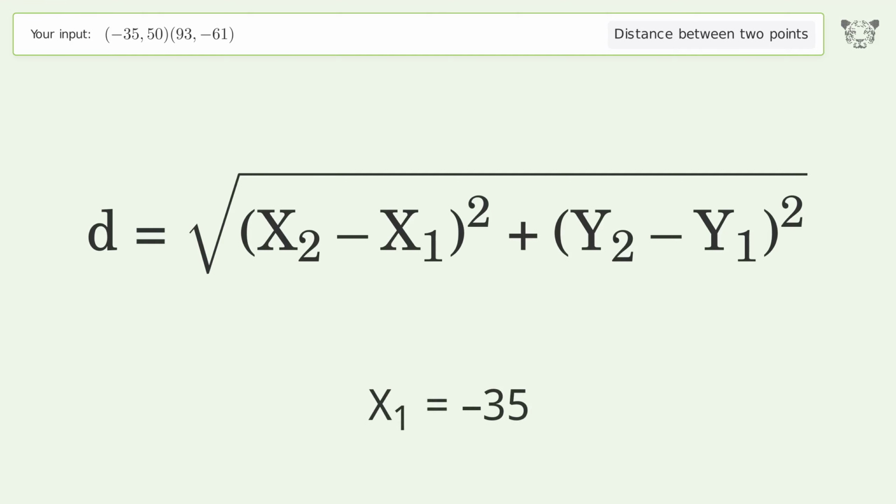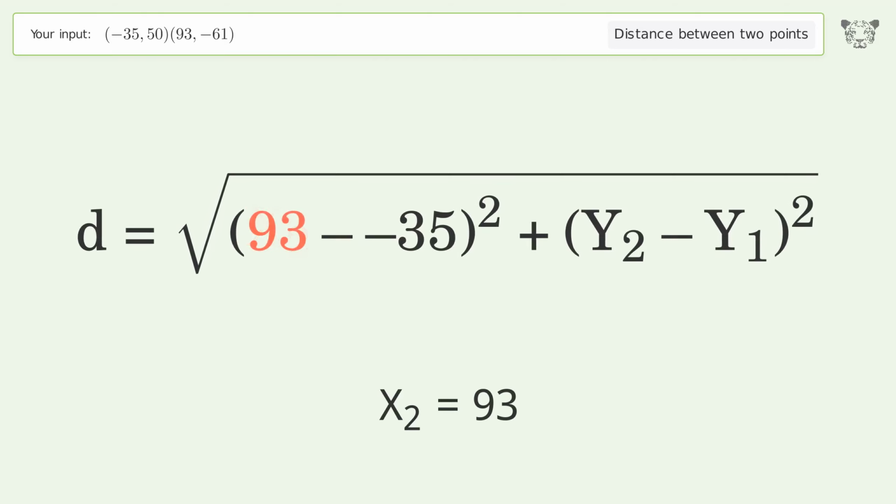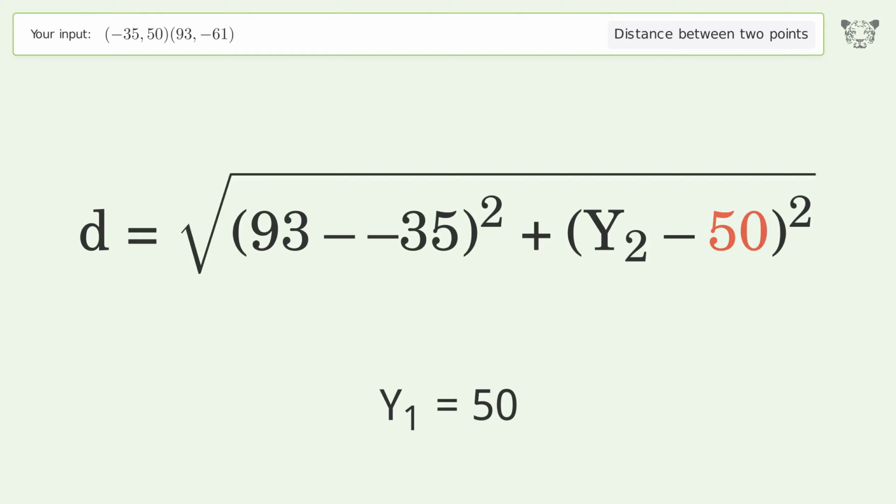x1 equals -35. x2 equals 93. y1 equals 50. y2 equals -61.